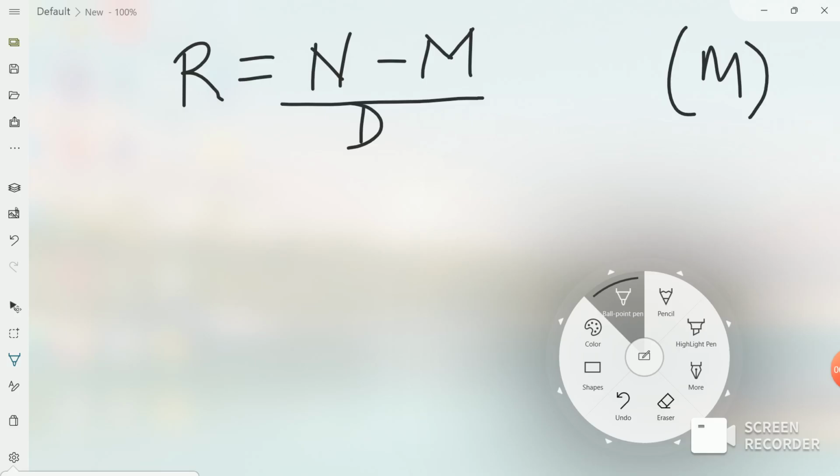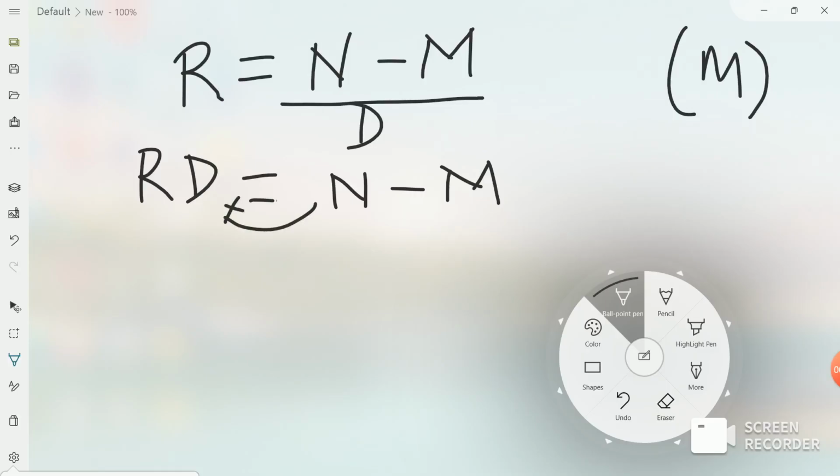to n minus m over d. So you multiply both sides by d, or you say take d to the other side. You see that you have r d is equal to n minus m. Don't forget we want to make m the subject of the formula. So I'll take n to this other side like this.